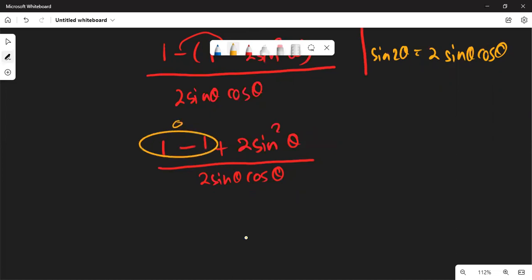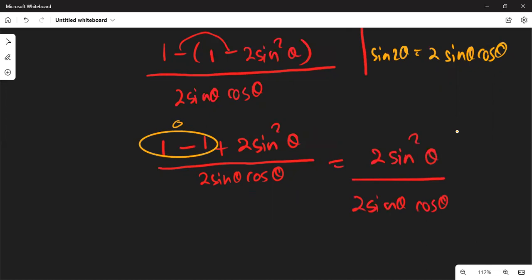So we're going to be left with what? With 2 sine squared theta over 2 sine theta. So at the end of the day, we're going to have something like 2 sine squared theta, everything over 2 sine theta cos theta here.